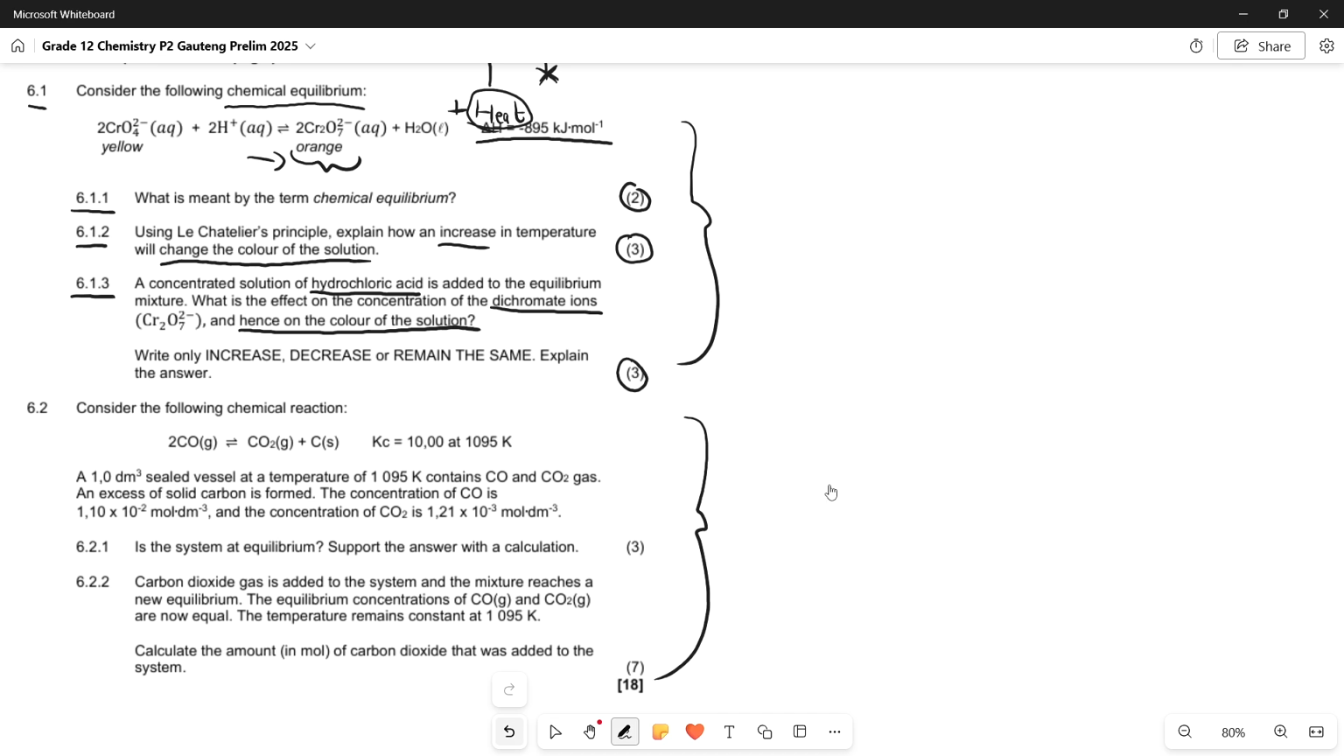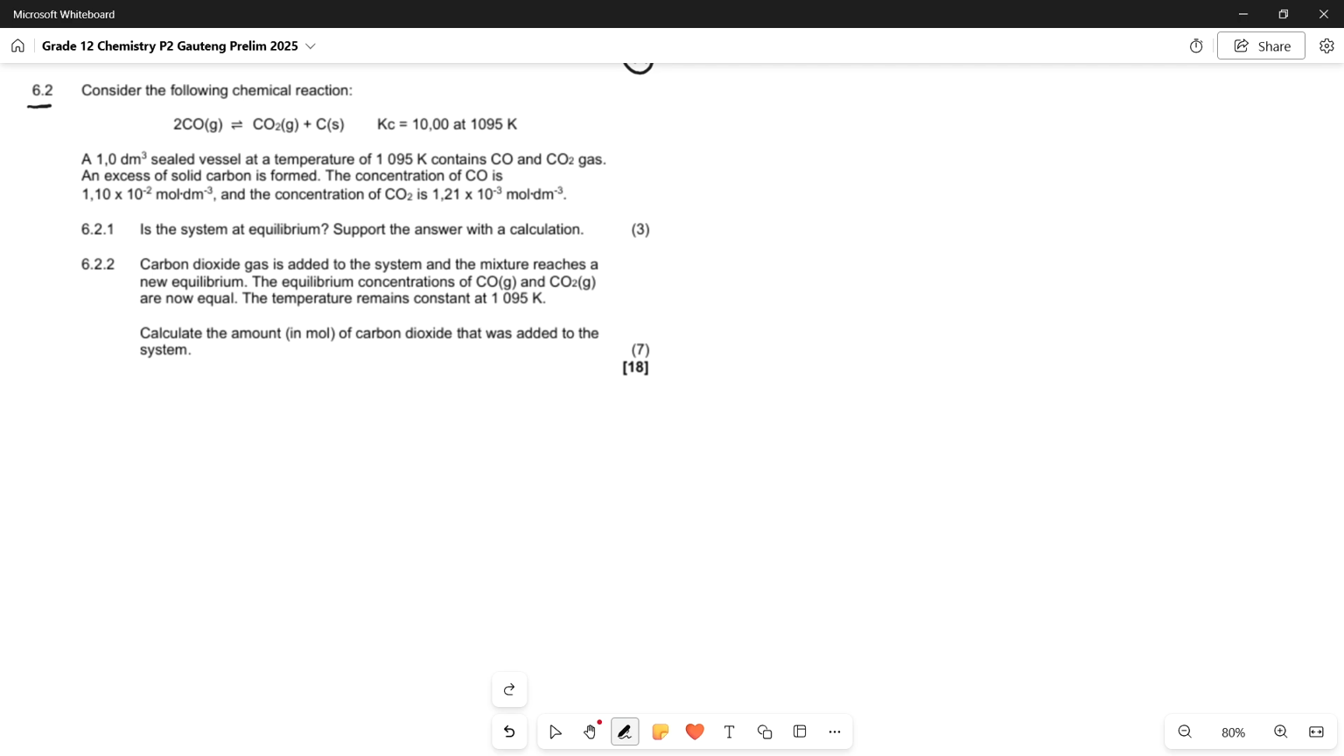The questions are always split like this because 6.2 over here says consider the following chemical reaction. We have 2CO gas, which is very important. Gases are the only things we take note of when we're dealing with Kc, and we have CO2 gas over here, also important, and then a C with a solid. If ever we need to work with a solid and there's only a solid on one side of the equation, we would just treat that as 1 in our Kc. But if there is a gas on the same side as it, we just ignore the solid when it comes to Kc. So here they've given us the Kc value of 10 at 1095 Kelvin.